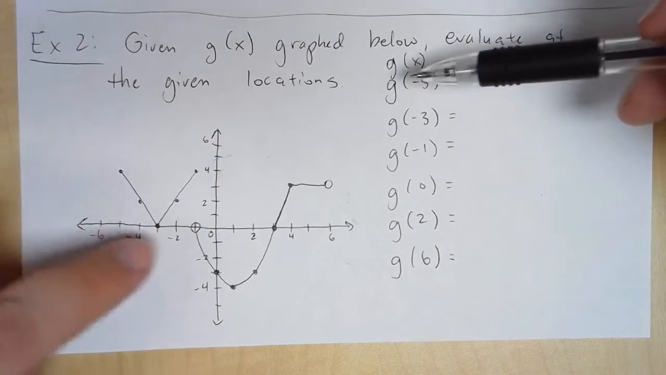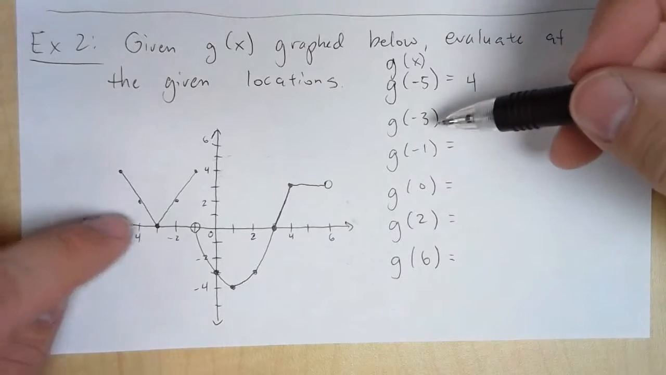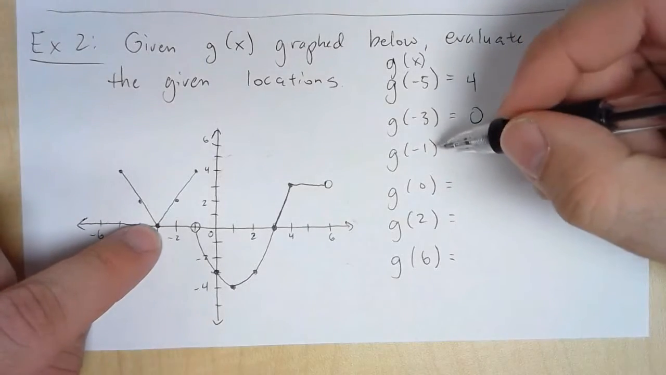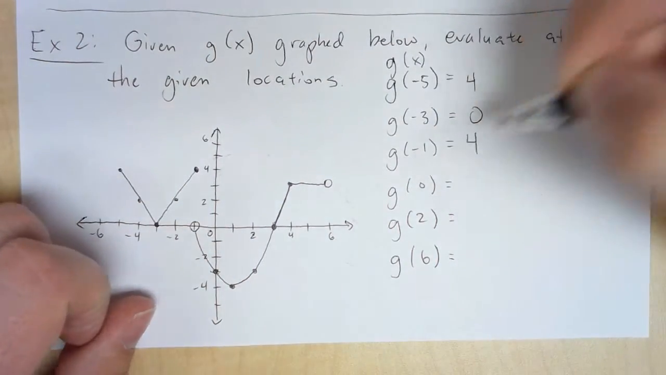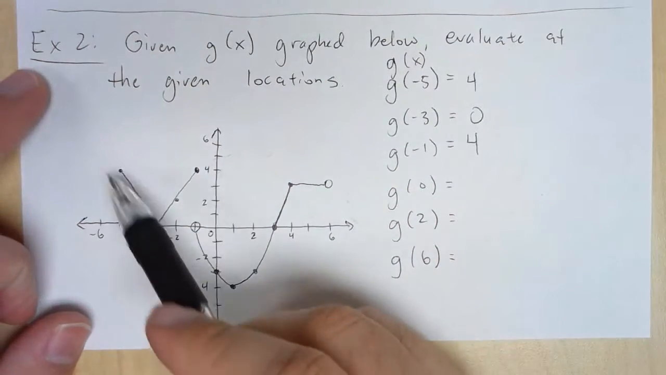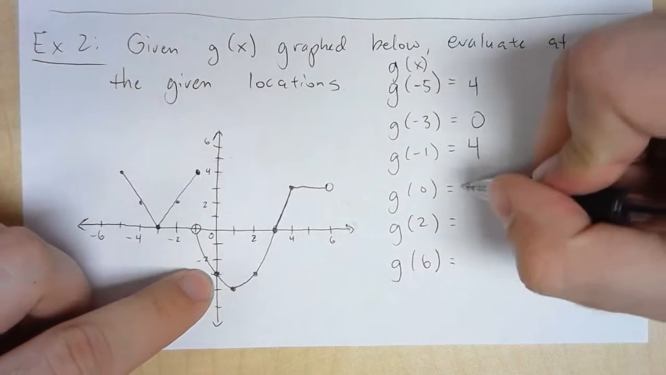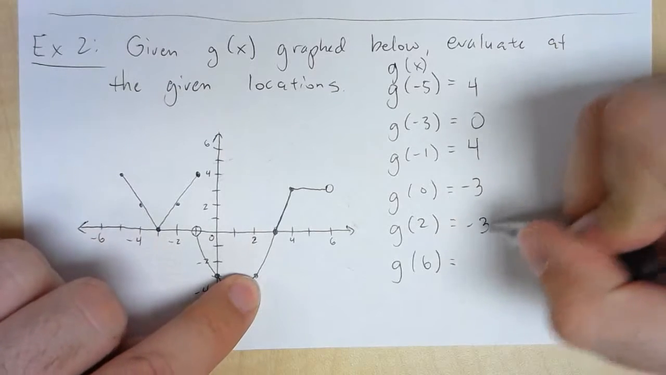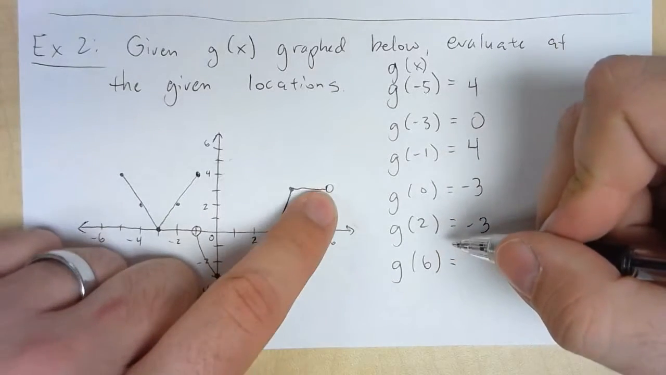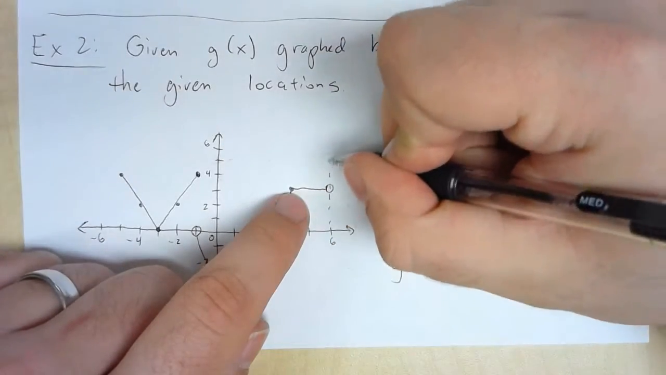Okay, g of negative 5 is going to be 4. Y value is 4. G of negative 3 is going to be 0. G of negative 1 is the closed circle, which is again at 4. Looks like we have an absolute value function over here. G of 0 is going to be negative 3. G of 2 is going to be negative 3 again. And g of 6 is going to be another does not exist because this is not equal to.